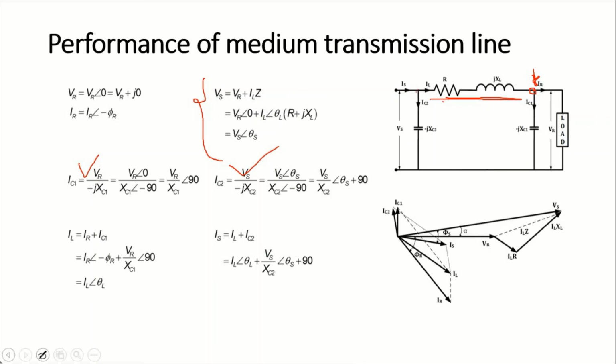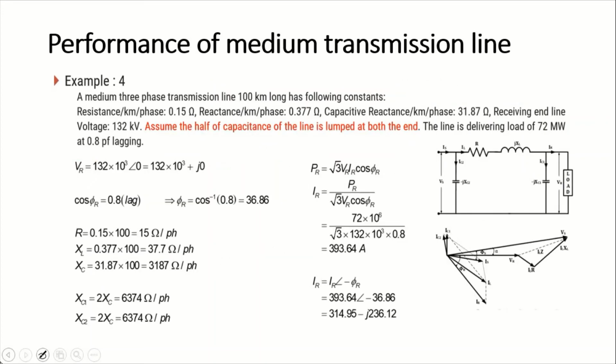Now this nominal pi method can be understood by using one example. The same values can be taken for all the examples. A medium three-phase transmission line of 100 km length has the following constants. Resistance per kilometer per phase is 0.515 ohm. Reactance per kilometer per phase is 0.377 ohm. Capacitive reactance per kilometer per phase is 31.87 ohm. Receiving end line voltage is 132 kV. Assume that half of the capacitance of the line is lumped at both sides.